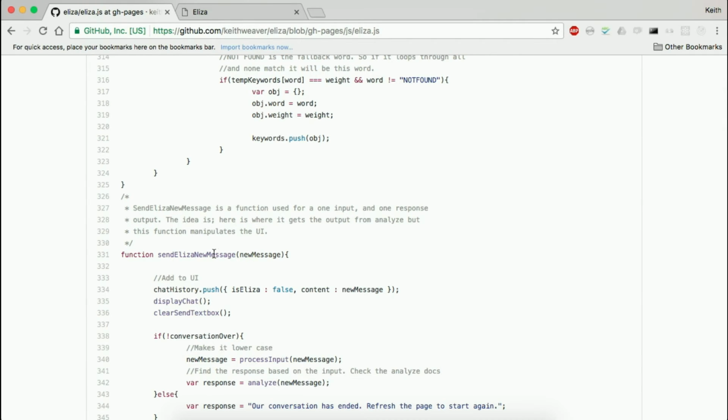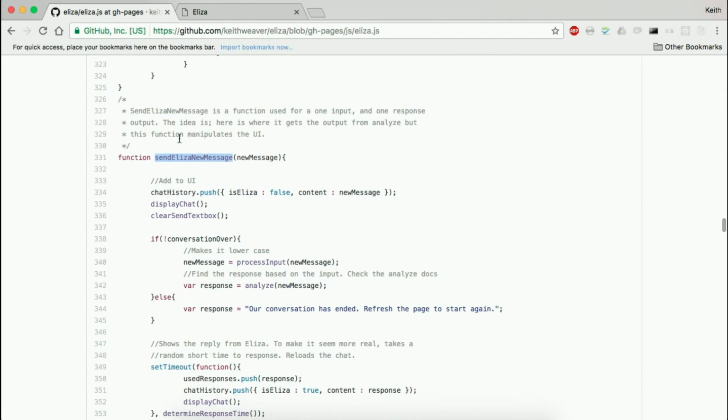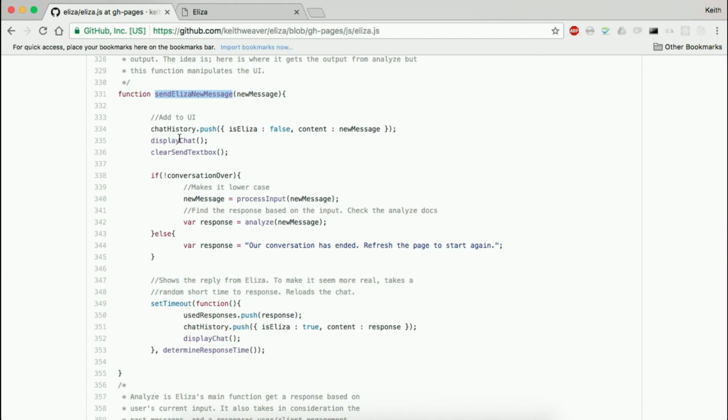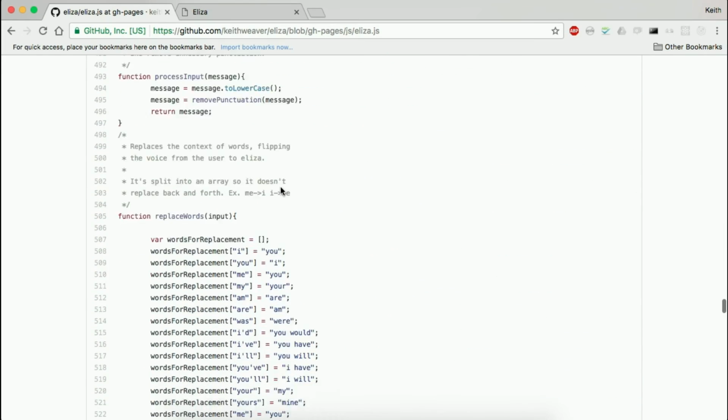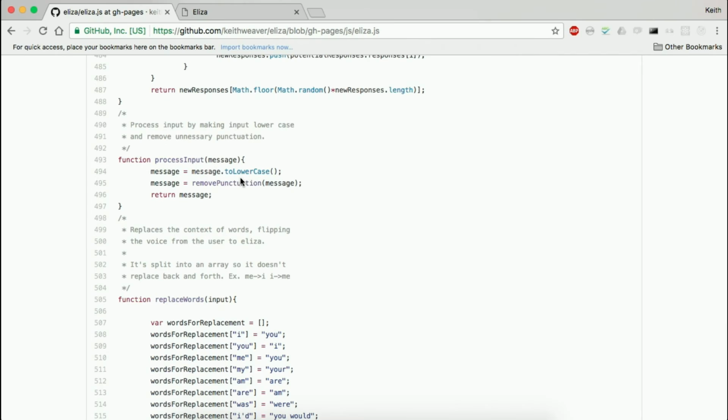So then the main function that's being called is here, send Eliza a new message. It's essentially, using jQuery, you'll send it. It adds a chat history, displays it, clears the input, so the conversation's not over. It processes the input and then analyzes it. But if the conversation has ended, it'll spit that back out and then show you the response. So process input is a function that changes everything to lowercase and removes the punctuation.